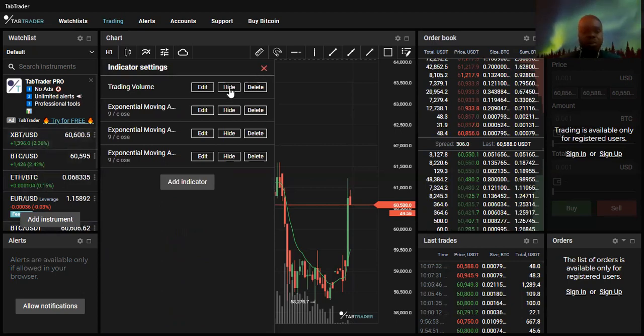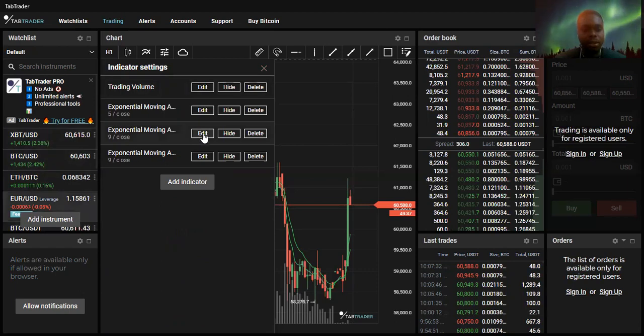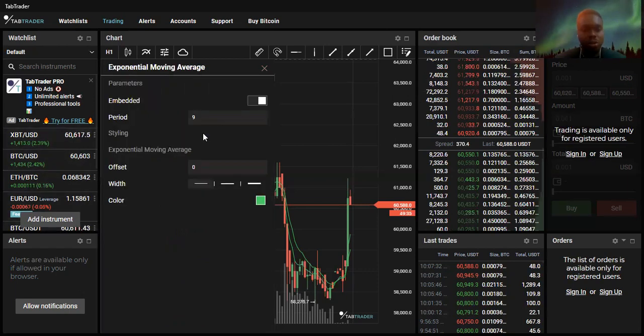Follow me through. This is very important. Once we want to analyze a coin using TapTrader, we're going to edit the first one. We're going to give it 5. We're going to change the color to green. This is already green, so we'll leave it that way. We're going to change this other one to make it 10.